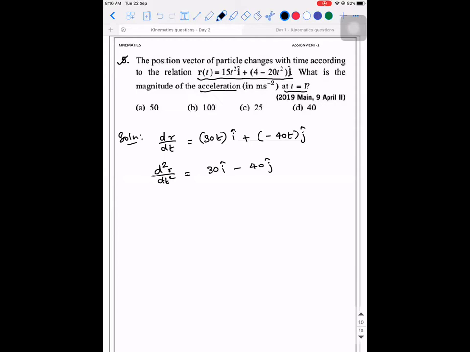Accepted? So they're asking what is the acceleration at t is equal to 1. So this is the acceleration vector. So magnitude will be how much? Root of 30 square plus 40 square. We know that 30, 40 and 50 are a Pythagorean triplet. So the answer is 50. And one more thing to be kept in your mind: is the object moving under constant acceleration or varying acceleration? Constant. Yes, it is constant because it is independent of time. That's right. Right. Moving on to the next question.